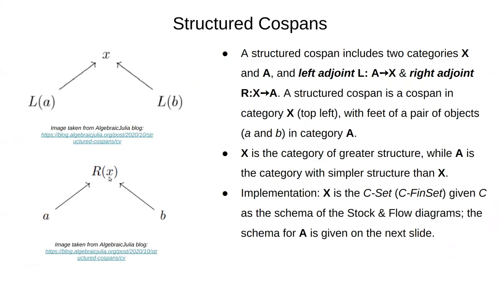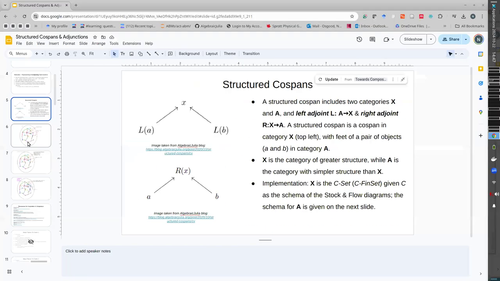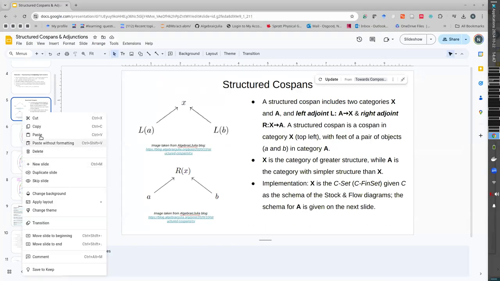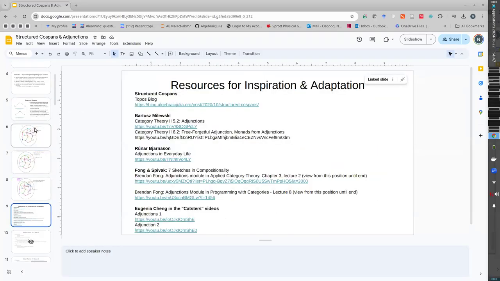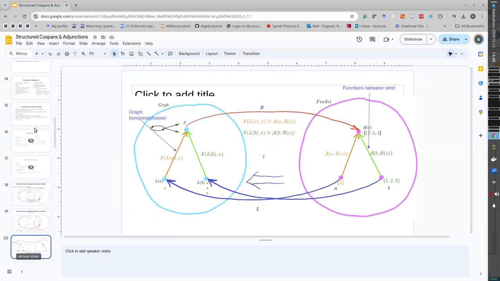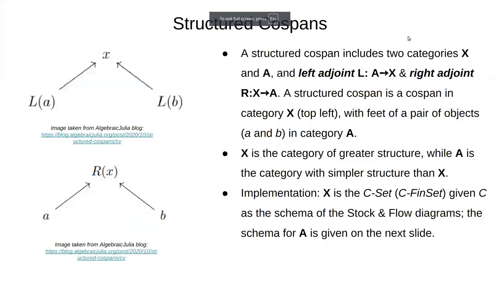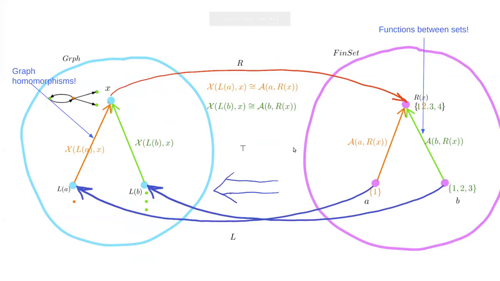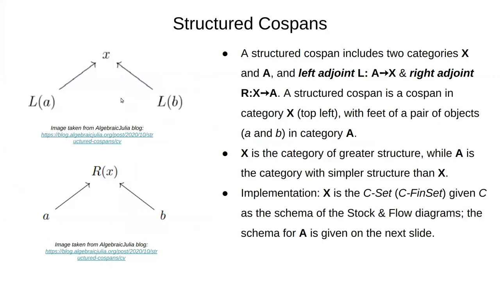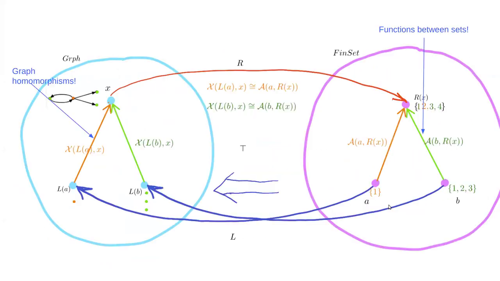Watch this. You ready? In fact, I'm going to make a copy of this. Don't mind if I do. And I'm going to paste it in just above this so I can flip back and forth without making you dizzy. Okay, do you recognize this? L of A, L of B, and X? Do you recognize this? A, B, R of X?